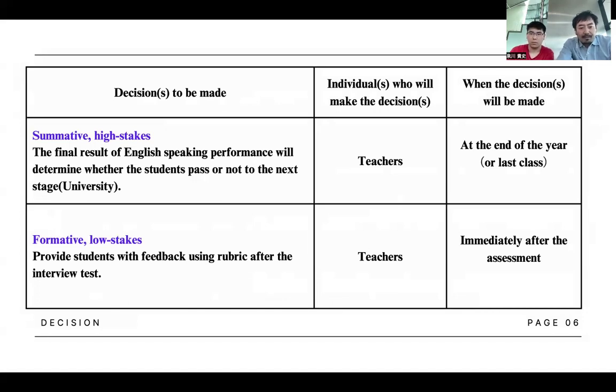So summative decision, which is high stakes: the final result of the English speaking performance will determine whether the student passes to the next stage or not. So the teacher will make the decision at the end of the year. Formative decision, which is low stakes, provides students with feedback using a rubric after the interview test. So teachers will make the decision immediately after the assessment.